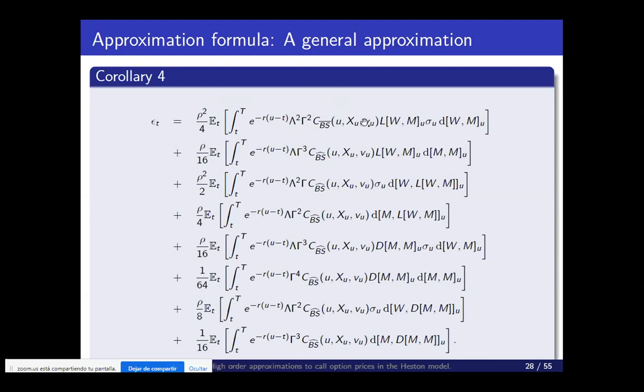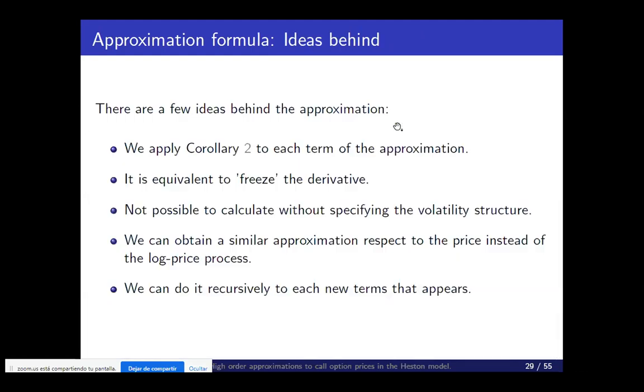And when I do that, I'm going to make an error, because I'm approximating this conditional expectation, but the order of magnitude will be better. Okay, that's the idea. Apply the correlation to is equivalent to freeze the derivative.